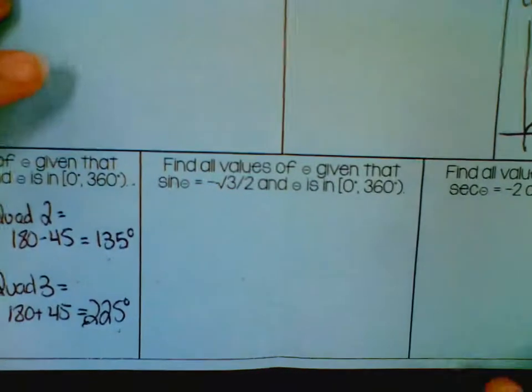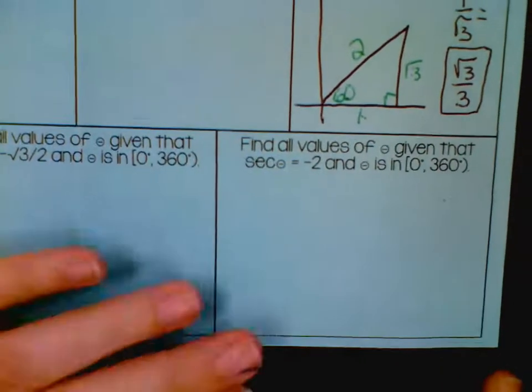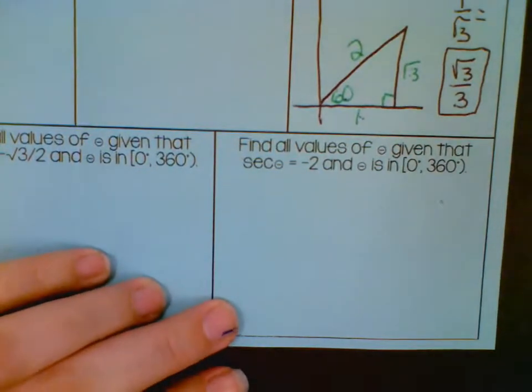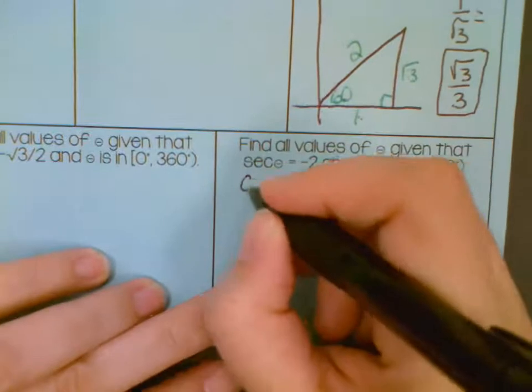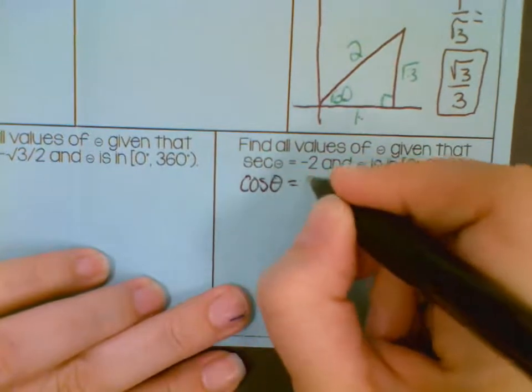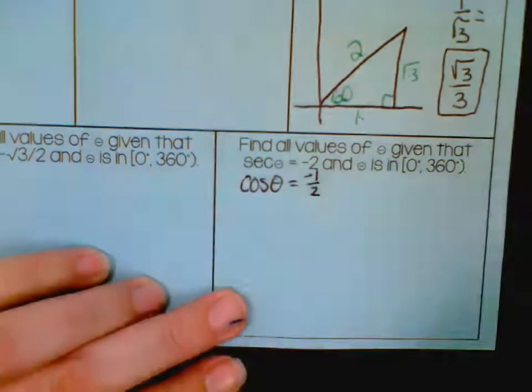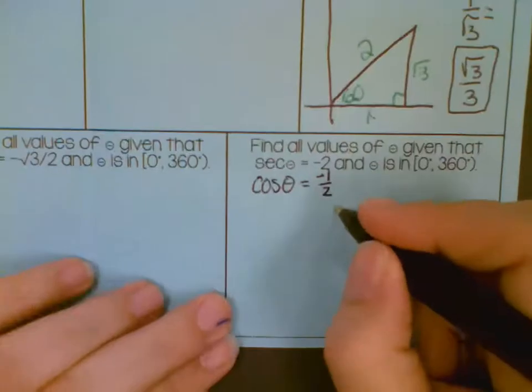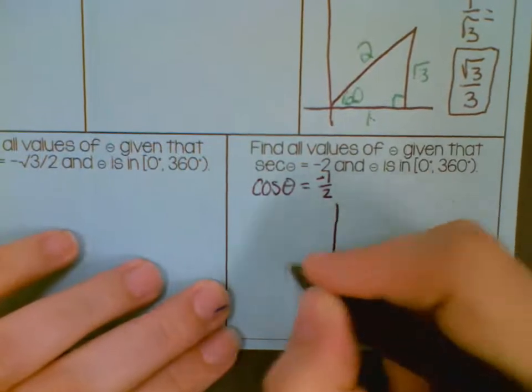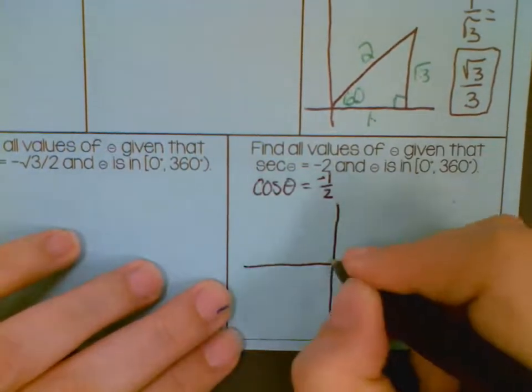So let's try the next one. Well, actually, let's try the last one because that one's a little bit harder. This says secant of theta equals -2. Whenever I have secant, cosecant, or cotangent, I always convert them to their reciprocal functions. So this really is cosine of theta equals -1/2. So we just flip it. Again, we have cosine being negative, so that's in the same quadrants we just worked on, quadrants 2 and 3.